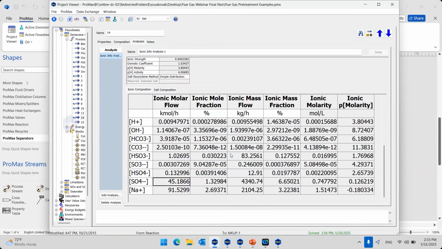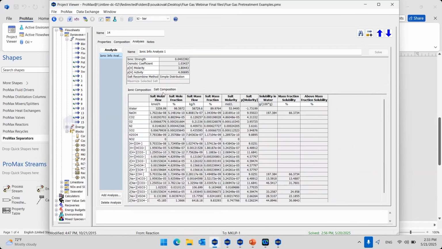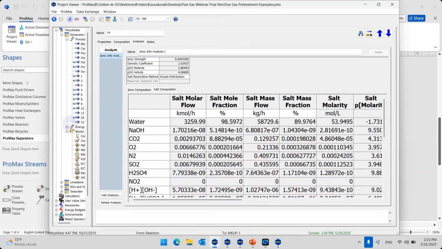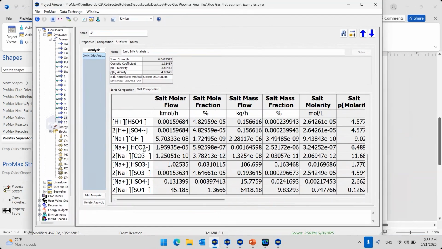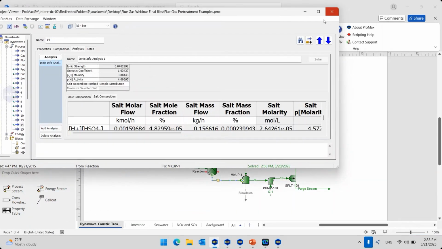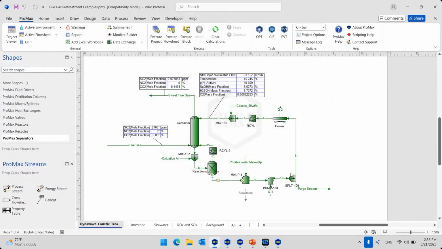We are also able to look at a salt composition. So here, the different ions are recombined into salts, and we can see their concentration as well. And this is actually one of the reasons why we also have to, of course, purge the stream, because we cannot have the salts, or the ions, being accumulated to a level where the salts would precipitate.